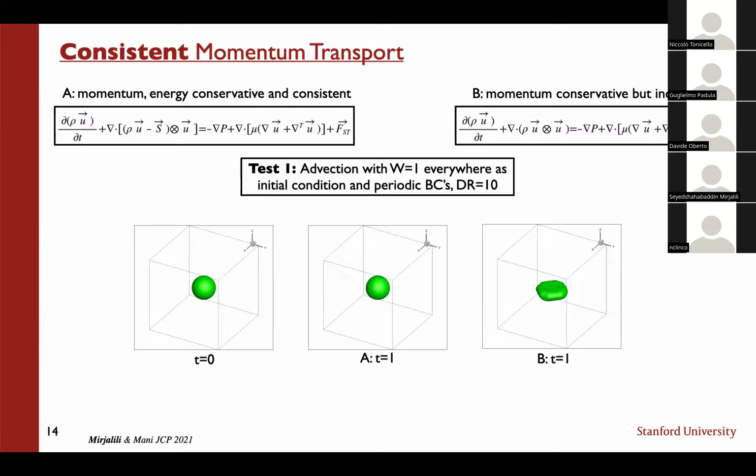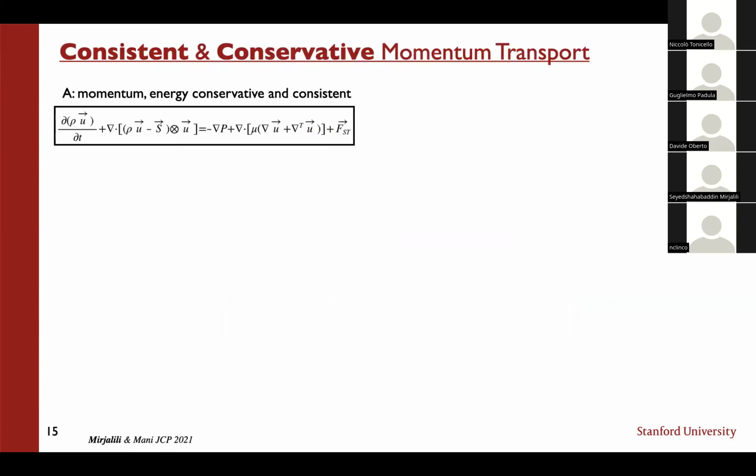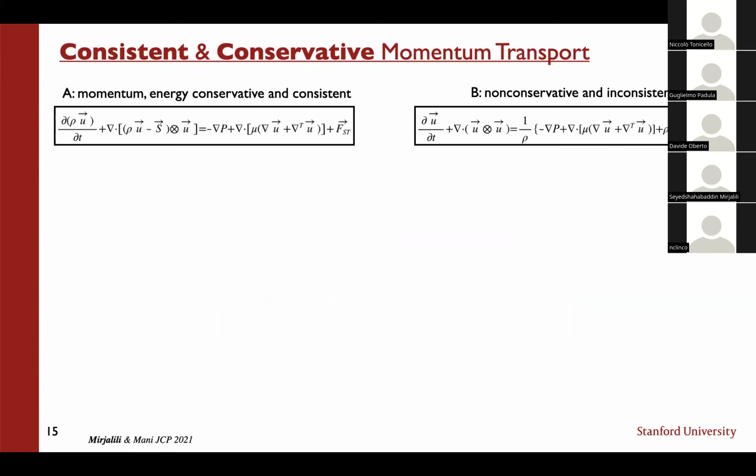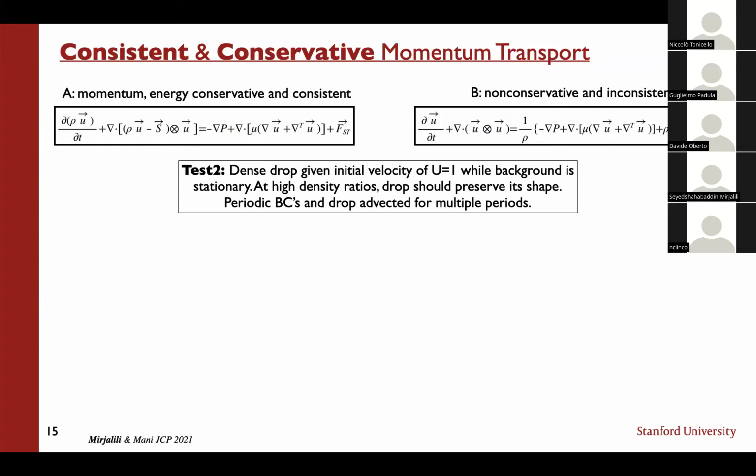But yet you will still nowadays see people using this for this type of thing. Another model that is quite often used is this form. You take the rho to the right-hand side, and this would give you Galilean invariance. So this is not a problem in that sense, but it doesn't conserve momentum or kinetic energy. And it has an inconsistent momentum transport because we're not accounting for that S anywhere here. So as I said, this works well for the previous slide, but here it wouldn't.